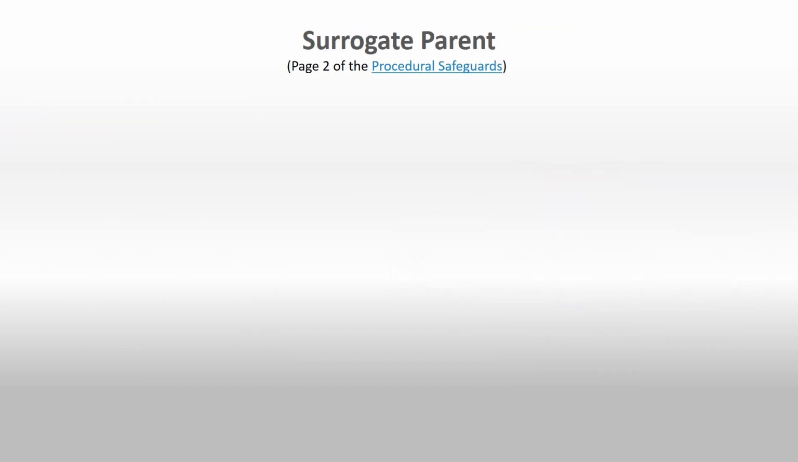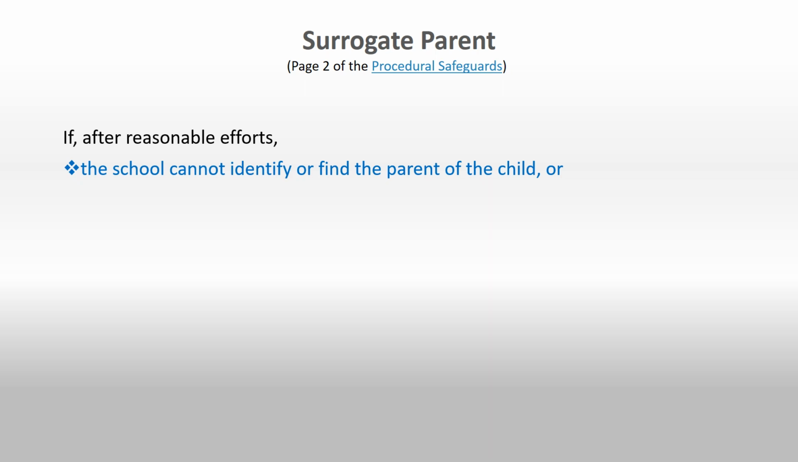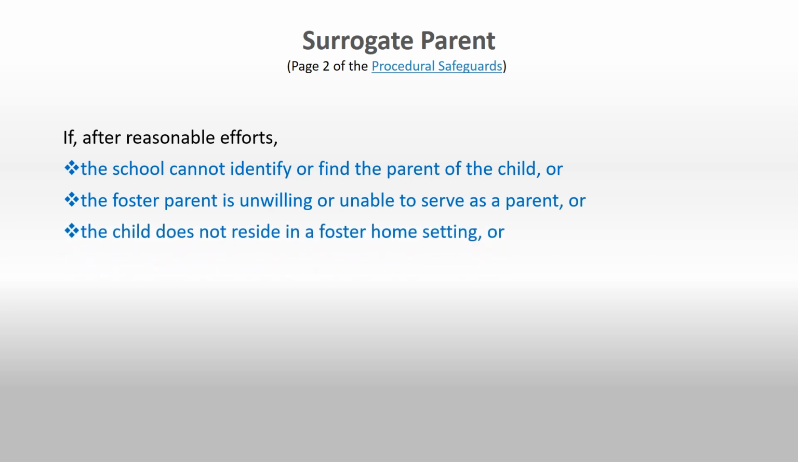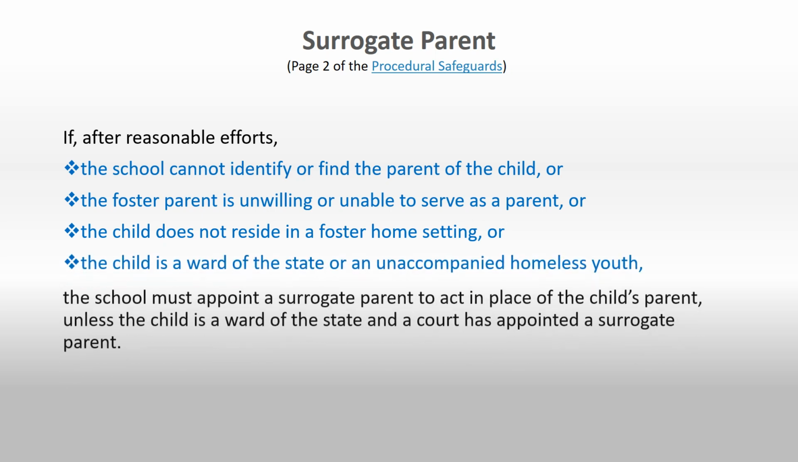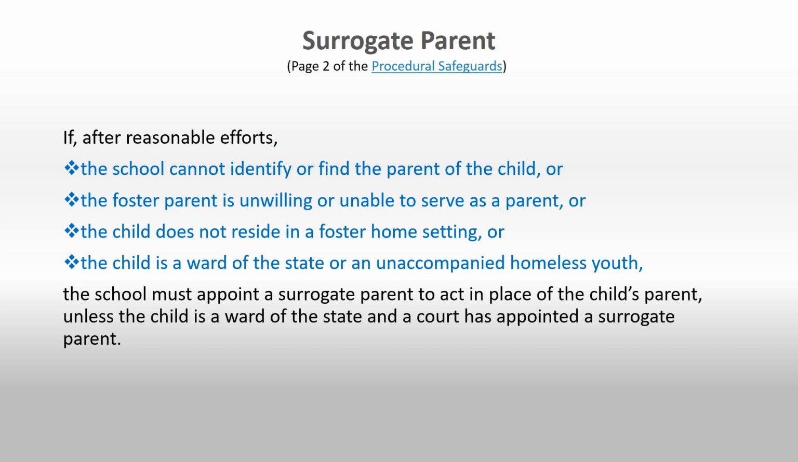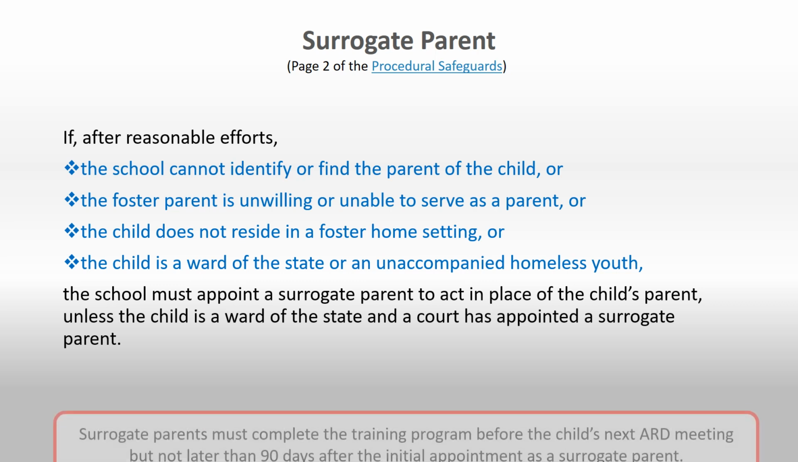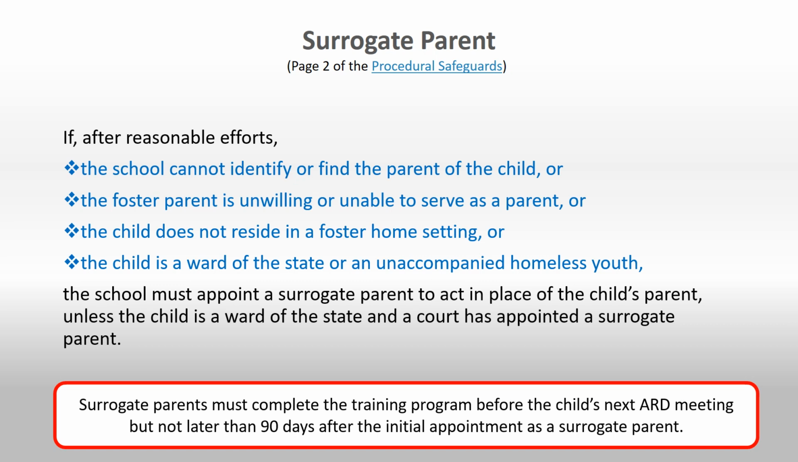Surrogate Parent, page 2 of the Procedural Safeguards. If, after reasonable efforts, the school cannot identify or find the parent of the child, or the foster parent is unwilling or unable to serve as a parent, or the child does not reside in a foster home setting, or the child is a ward of the state or an unaccompanied homeless youth, the school must appoint a surrogate parent to act in place of the child's parent, unless the child is a ward of the state and a court has appointed a surrogate parent. Surrogate parents must complete the training program before the child's next ART meeting, but not later than 90 days after the initial appointment as a surrogate parent.